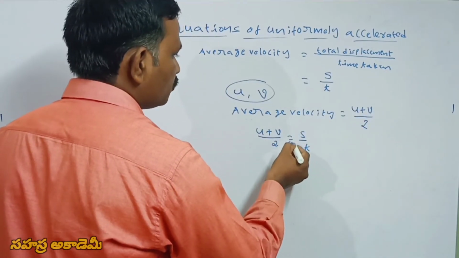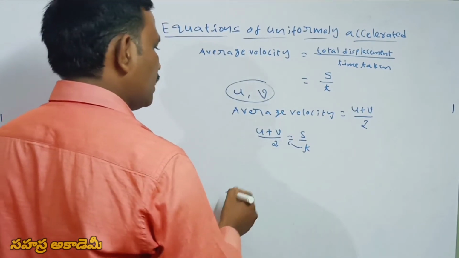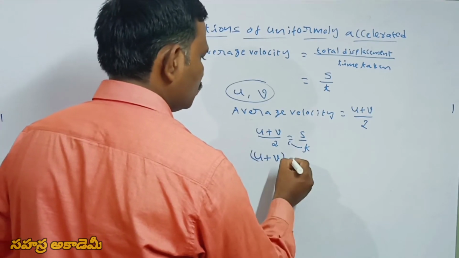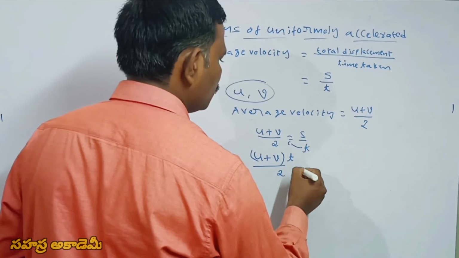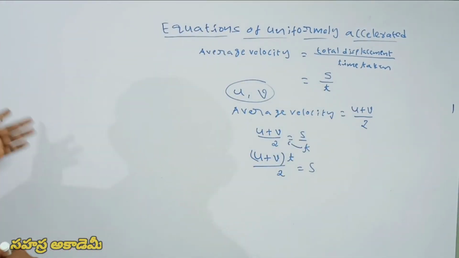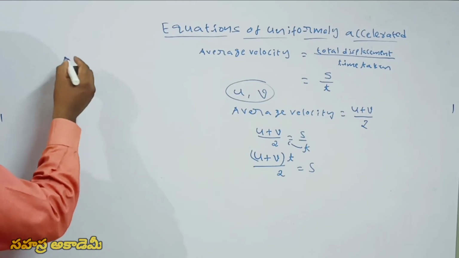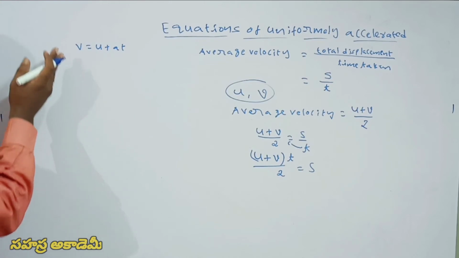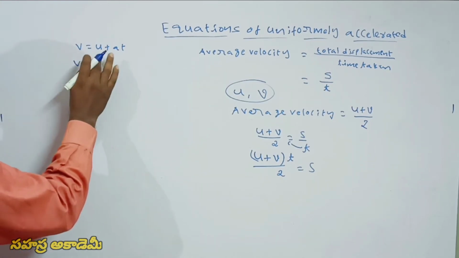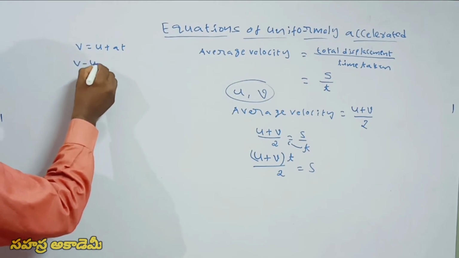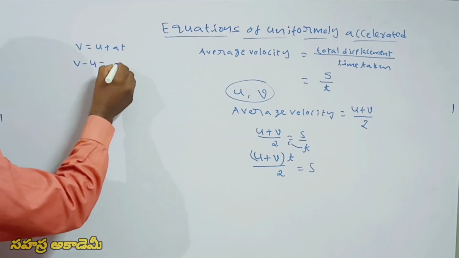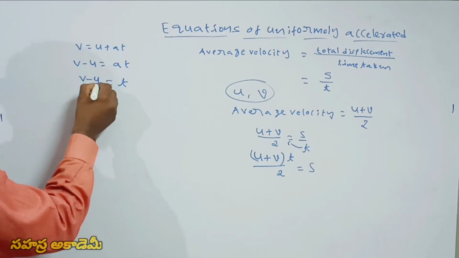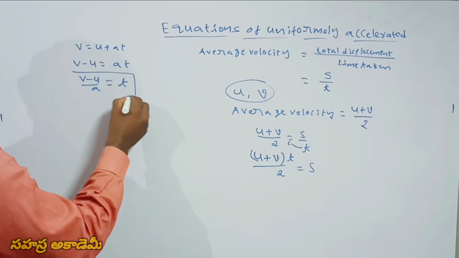Now send this t to this side, and it becomes multiplication. So u plus v into t by 2 is equal to s. I have given you equation 1, which is v is equal to u plus at. Take the value of t from this equation. Send this plus u to this side, and it becomes minus: v minus u is equal to at. Now t is equal to v minus u by a. This is the formula for t.